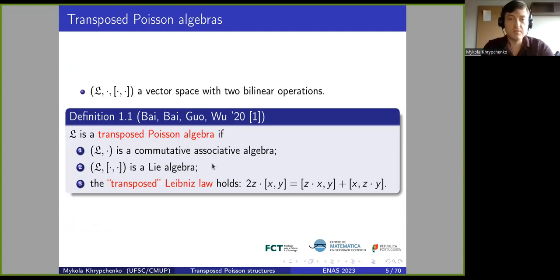A transposed Poisson algebra is an algebra with 2 multiplications. It is a commutative associative algebra with respect to the dot, and it is a Lie algebra with respect to the bracket. And the so-called transposed Leibniz law holds that relates these 2 structures. So when you multiply z by the bracket of xy, you have this sum of brackets in which you apply z on the left or on the right, doesn't matter, to one of the factors of this bracketed product. And taking into account that there is this coefficient 2 on the left-hand side.